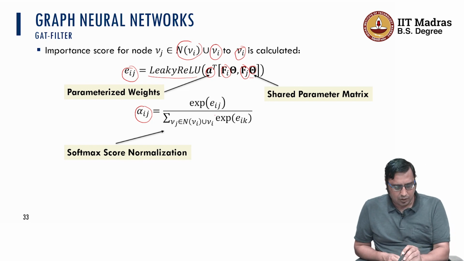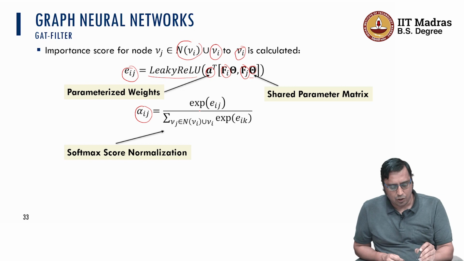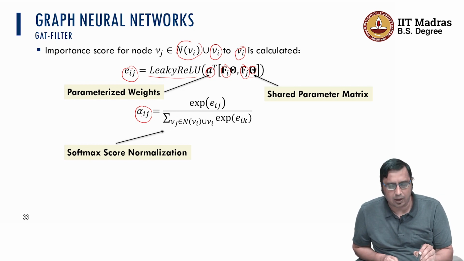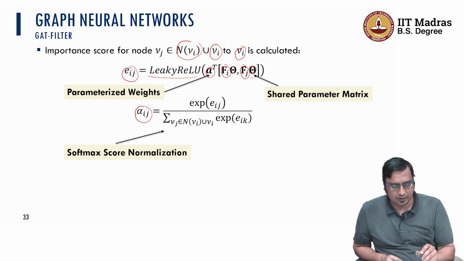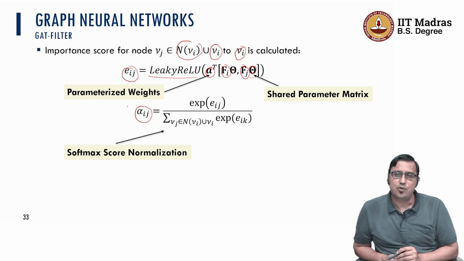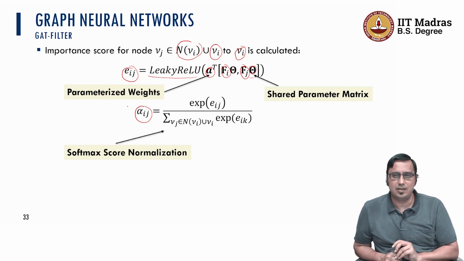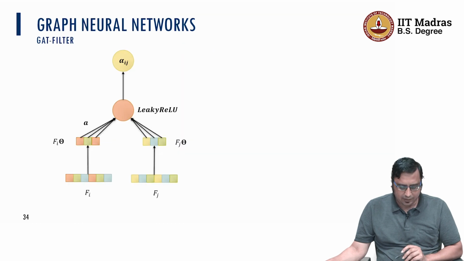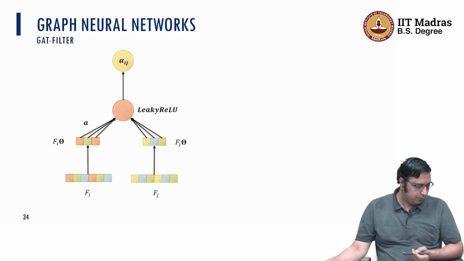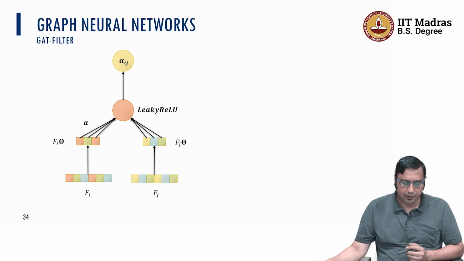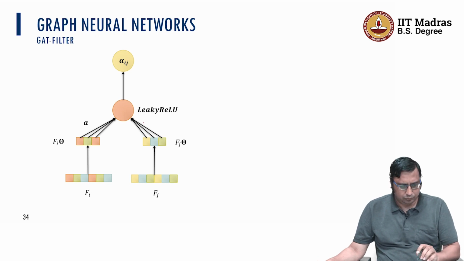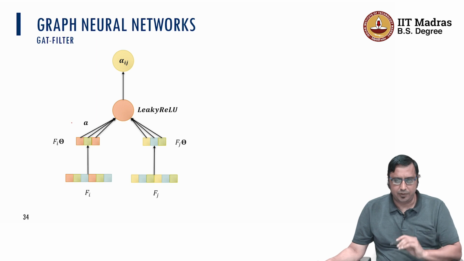Here we will use softmax score normalization to compute alpha ij, which is a normalized score or importance score for nodes i and j. Once I have this alpha, I can go and compute a new representation of my node i. So look at this particular process through this graphical representation.